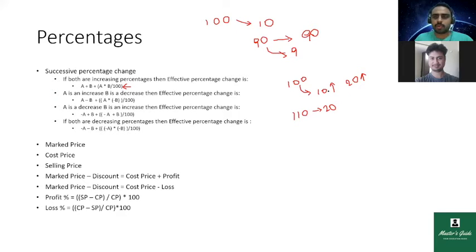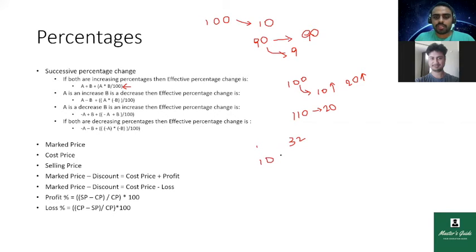So since both are increases, you can use A plus B plus A into B by 100. So that would be 10 plus 20 plus 20 into 10 by 100. So you would get 32. Similarly, you can also use it if one is an increase and another is a decrease, just denote that as a minus sign in your formula and you will be able to solve it.